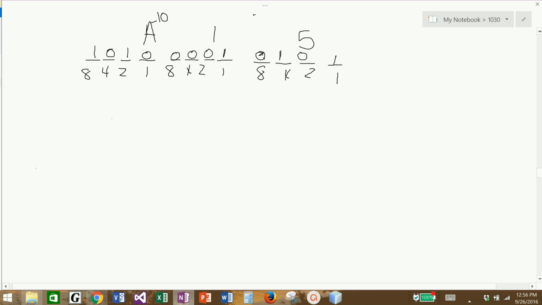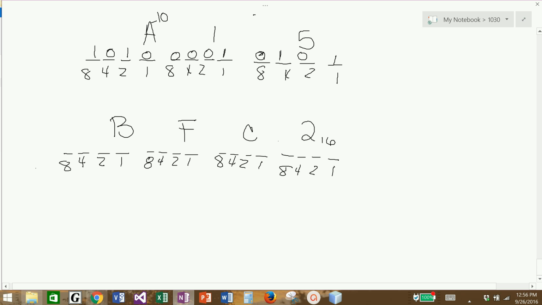How about if we do B, F, C, 2. So I'm going to start with them spread out just a little bit so I can draw the individual positional values below each one of the hex digits. All right, so we can start with a B or we can start with a 2. It doesn't matter which side we start on as long as we convert each one into a nibble. So in order to get a 2, I just need a 1 in the 2's place. The rest of them can be 0.